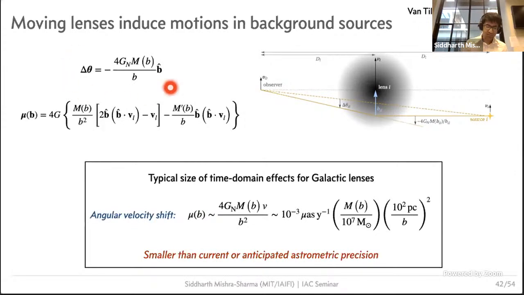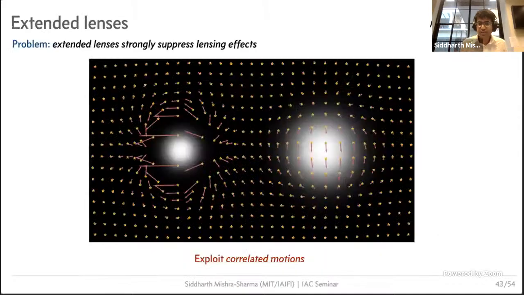We can calculate the shift in position by taking a derivative. We can calculate what the expected velocities of these stars would be. And if we again do the exercise of computing what the typical size is, it would be of the order of 10 to the -3 micro arcsecond per year. Now, this is very tiny. This is smaller than the anticipated precision of any even futuristic observation. But something we can do is rely on the fact that you get correlated effects.